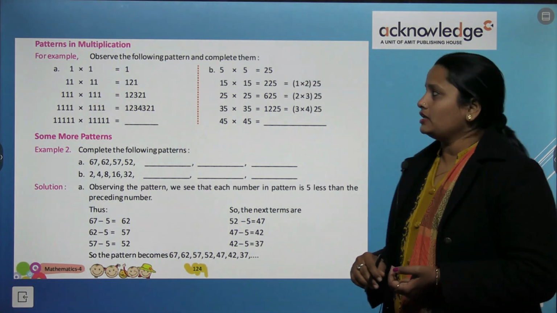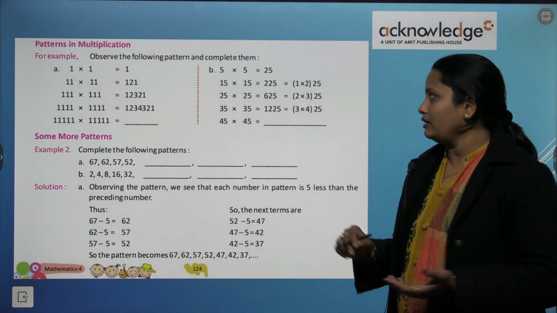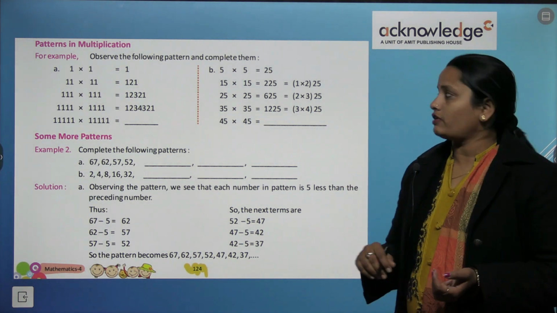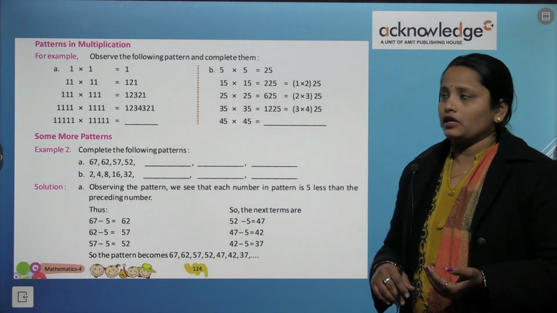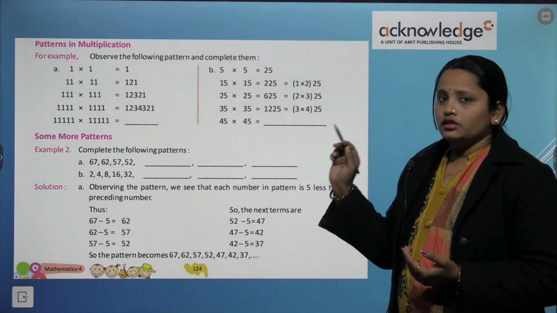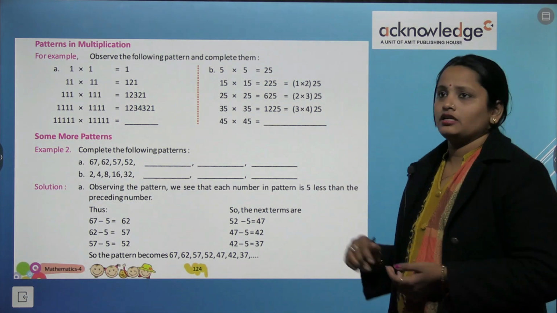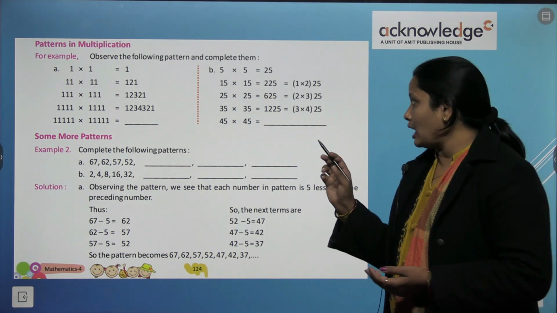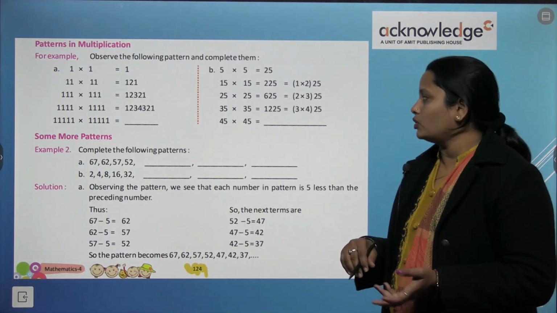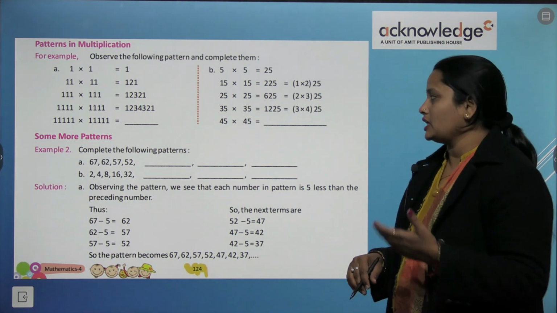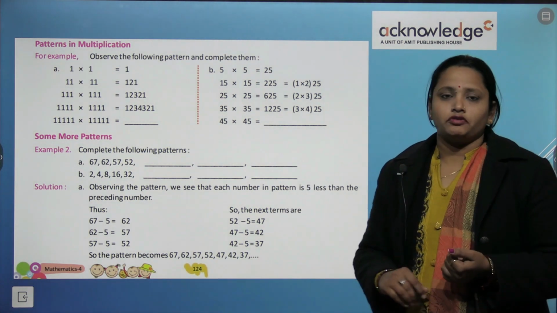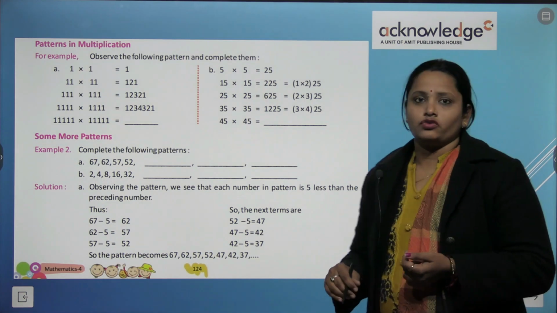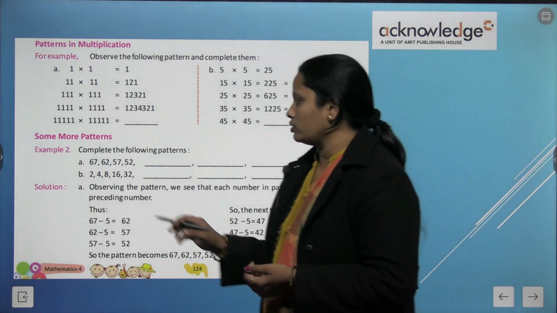Next. Similarly, 5 multiply 5 is 25, 15 multiply 15 is 225, 25 multiply 25 is 625, 35 multiply 35 is 1225 and so on. So यहाँ पे हमने क्या किया है? हर एक नंबर को उसके दूसरे नंबर से multiply किया. Now you have to find out 45 multiply 45.